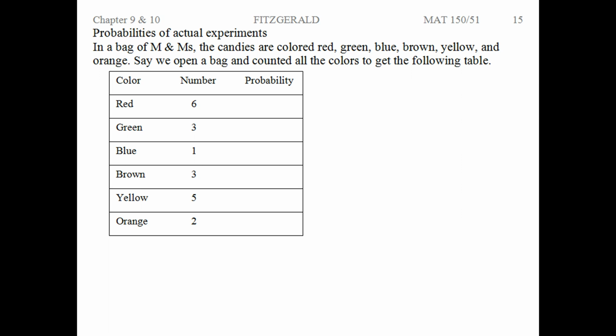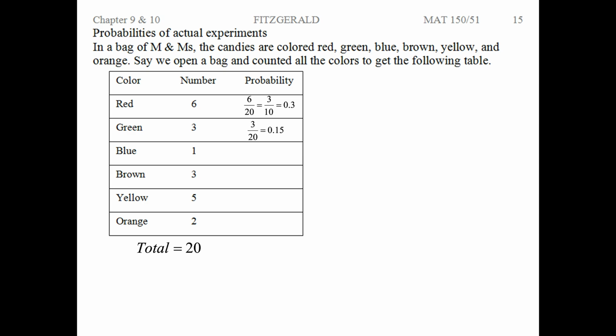So let's say a bag of M&Ms has candies colored red, green, blue, yellow, brown, and orange. Say we open a bag and count all the colors in the table. So we have 6 red, 3 green, 1 blue, 3 brown, 5 yellow, 2 orange. Count up all the M&Ms, a total of 20. And we could say, seeing that we had 6 red, that's 6 out of 20 or 3 out of 10, with a probability of 0.3, either as a fraction or a decimal.